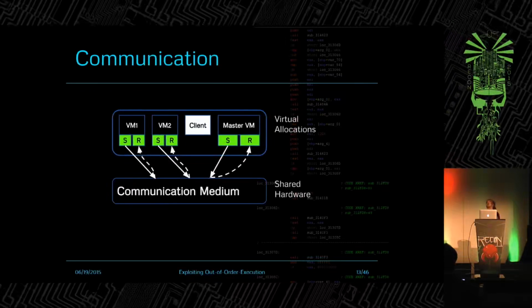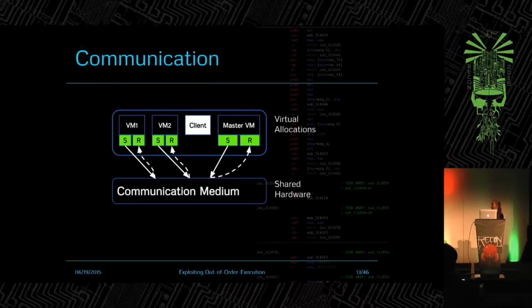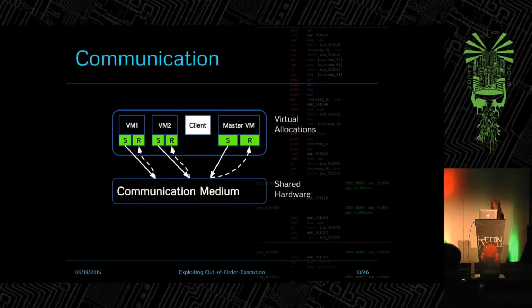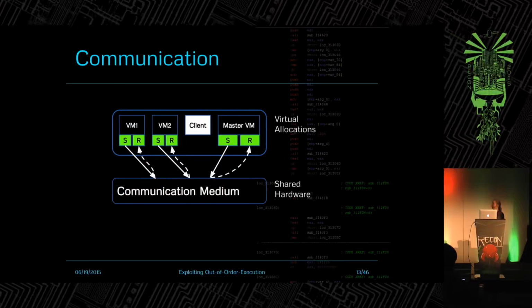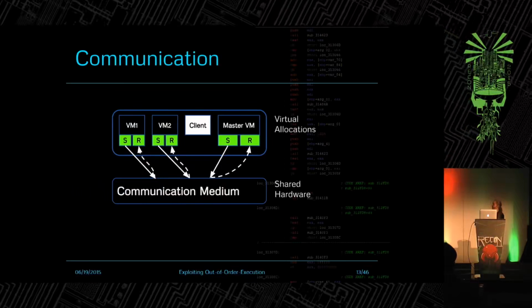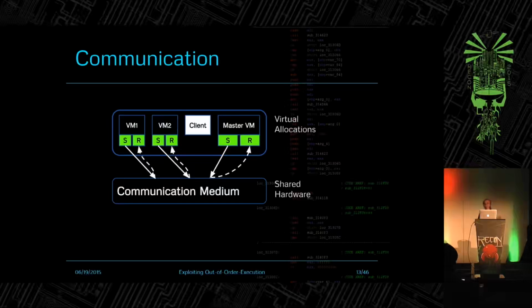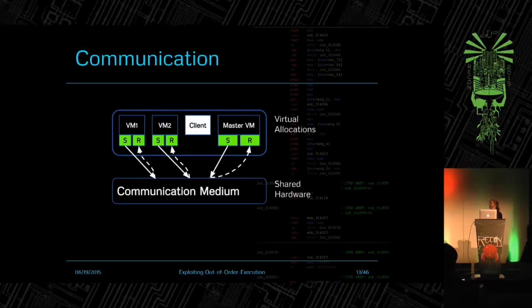And this is how it would look. So this is just a simple communication network where you have several virtual machines forcing artifacts in that shared hardware medium. And one VM is then reading those artifacts from the medium and averaging them out to create meaning from them.